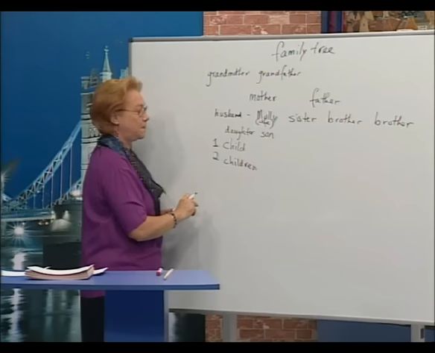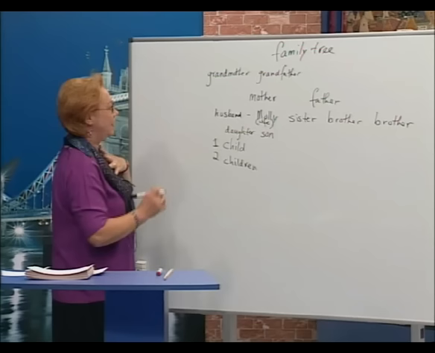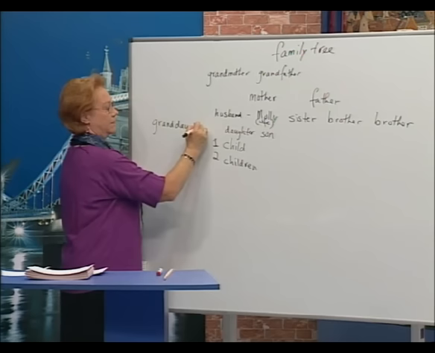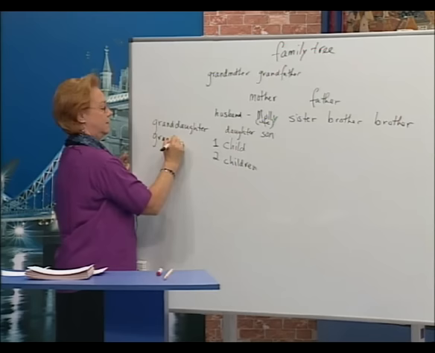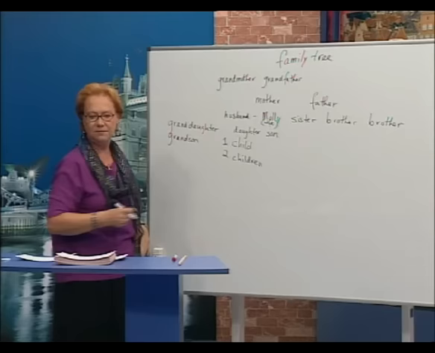Now, my grandmother, my mother, me, my daughter. My children are granddaughter, and my son is grandson. Okay? One, two, three, four levels.